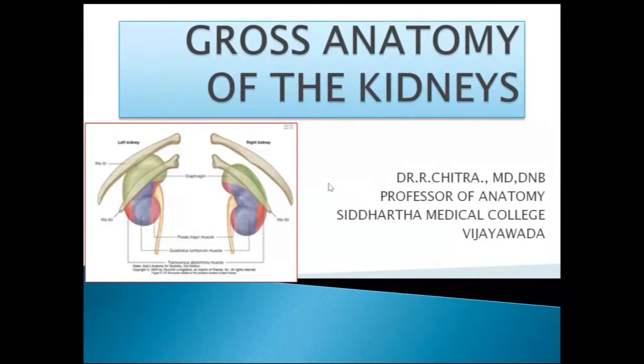Spleen, stomach, then cecum, appendix, liver, duodenum, pancreas, then the portal vein and extrahepatic biliary apparatus. That's the order to understand the relations of the viscera in the abdomen. With this, we will now start with the gross anatomy of the kidneys. This is important for you in the theory exam, and you will also be given the kidneys in the anatomy practical exams.